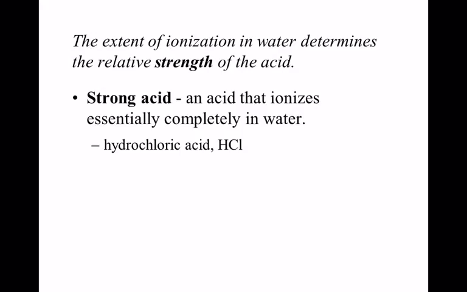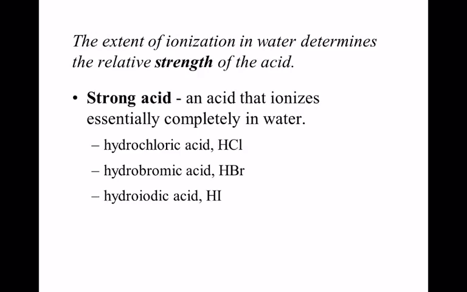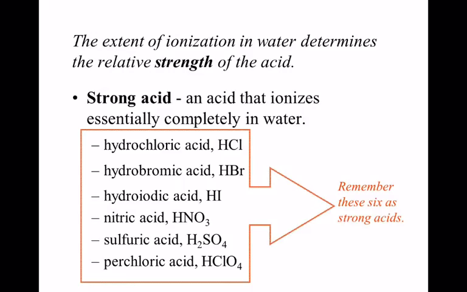There are 6 acids that you want to memorize. The first 3 are all acids of halogens. Hydrochloric acid is a strong acid, hydrobromic acid and hydroiodic acid, strong acids, one-way arrow. Nitric acid, HNO3, I want you to know that one, strong acid, one-way arrow. And sulfuric acid, H2SO4: the first proton to kick off is strong, the second one's weak. And perchloric acid, HClO4. Those are all strong acids, so know those.